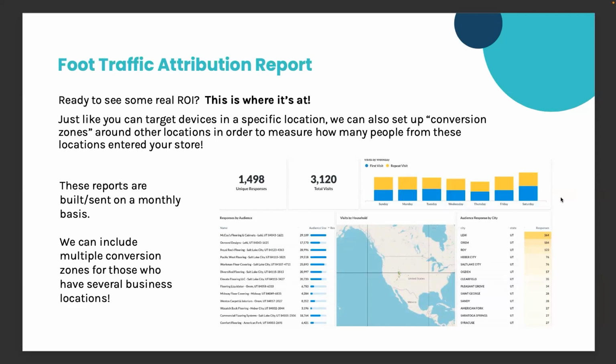So the client can then look at how many unique responders we had, and they can say, hey, I know the average worth of a customer is X. And if we had X amount of total visits times X amount per person, that helps them establish what their ROI was. Obviously, you guys will be able to see the lift on your sales, but this type of reporting just helps demonstrate the ROI and how many people we've driven to your business.